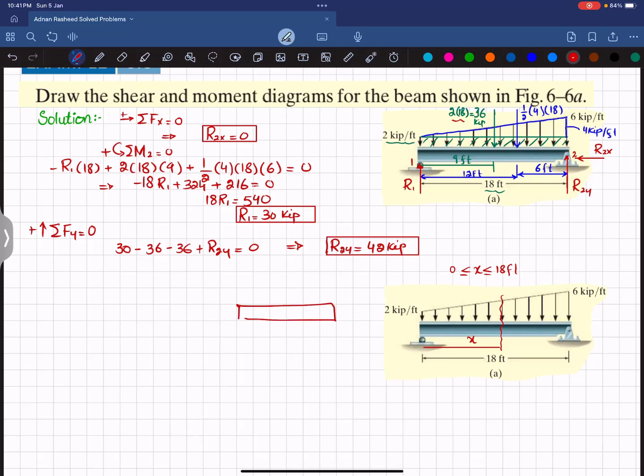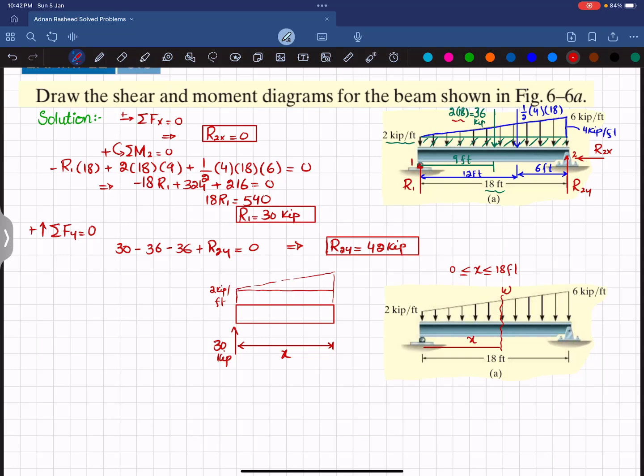Let me draw it first here. This is your point 1 where you have R1 and R1 was 30 kip, and this distance where we cut the beam is x. Clear? And you can see you have a distributed load plus a triangular load. So this distributed load is 2 kips per feet.